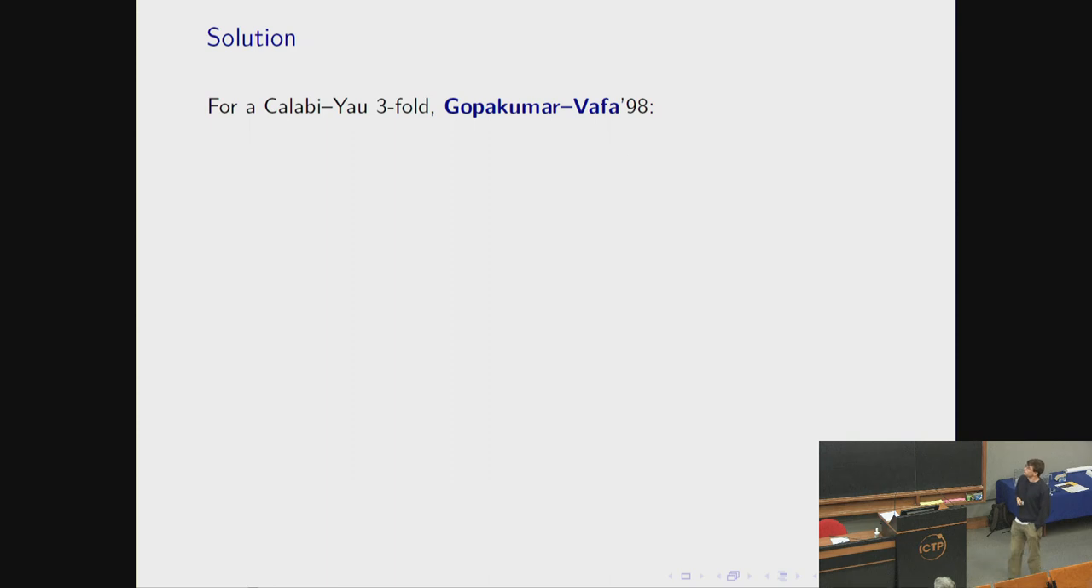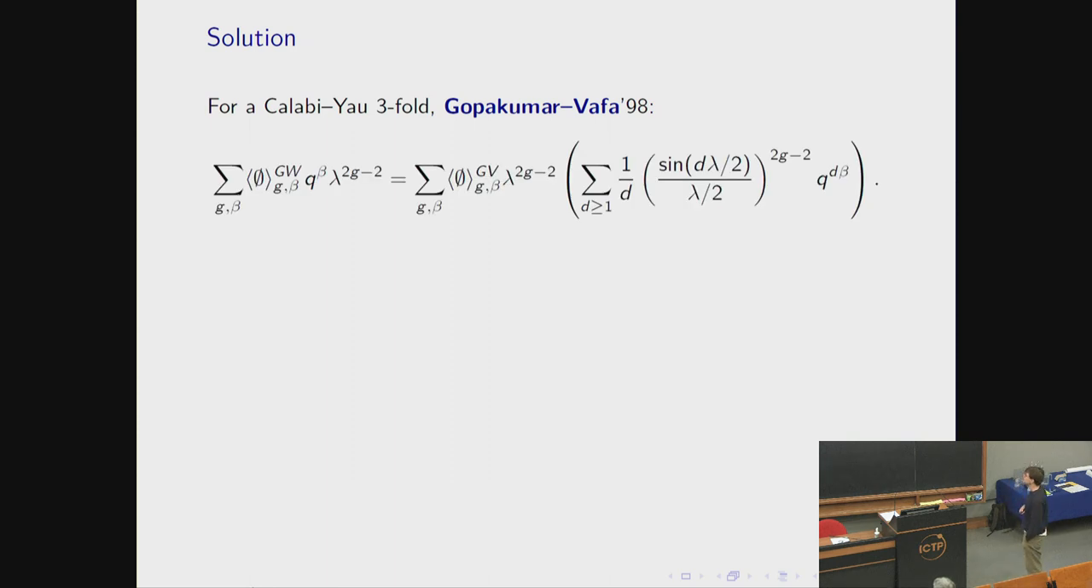In the most basic terms, they gave us the following recipe to clean up our Gromov-Witten invariants from these multiple covers and contracted components. So we do the following. Firstly, in the case of Calabi-Yau threefold, you don't have to put any insertions. So that's what this empty sign means. You just can count curves on the nose.